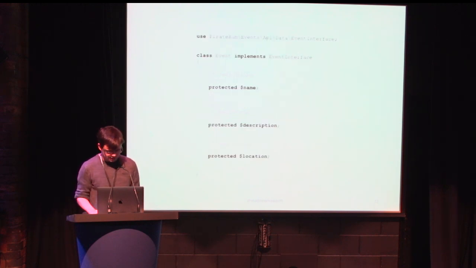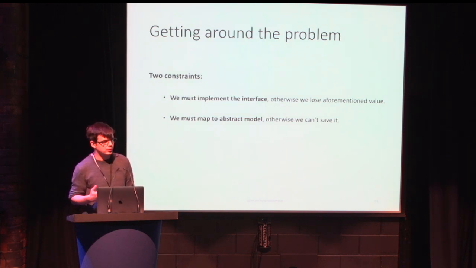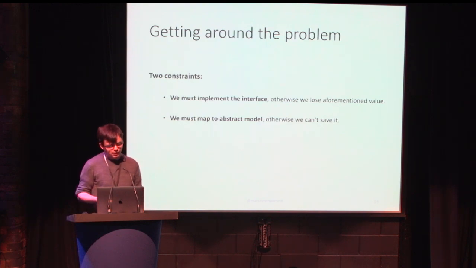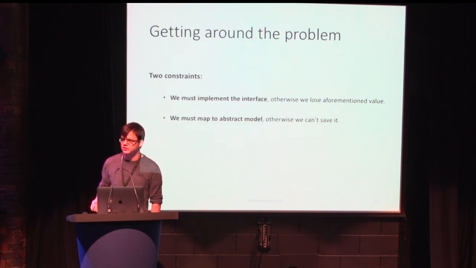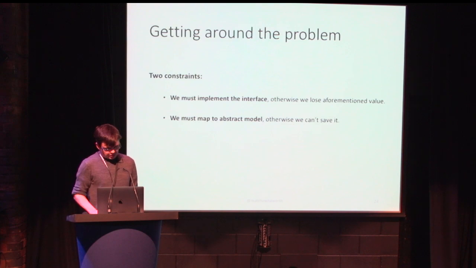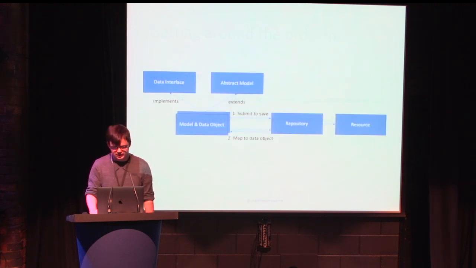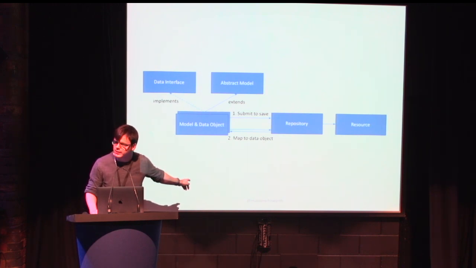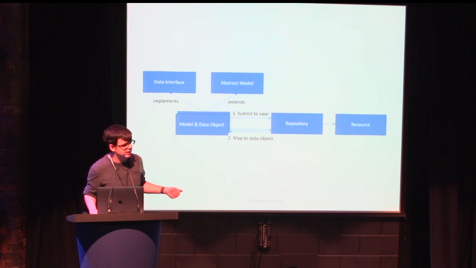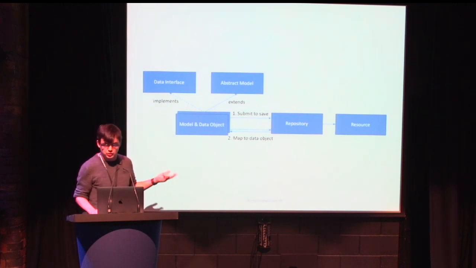So looking at my event, it only has an event interface. So how am I going to get around the problem? Well, I want to implement the interface because I like the new Magento service contract way of doing things. But I also want to map to the abstract model because the resource models currently leave me with no choice if I want to save to the database. So I guess the only solution is to effectively do both. So now, if I want to achieve all the nice things I've talked about and save to the database, my model, or data object, which is the event I talked about, has to both implement the data interface, the event interface, and it's got to extend the abstract model. It's got to do both.